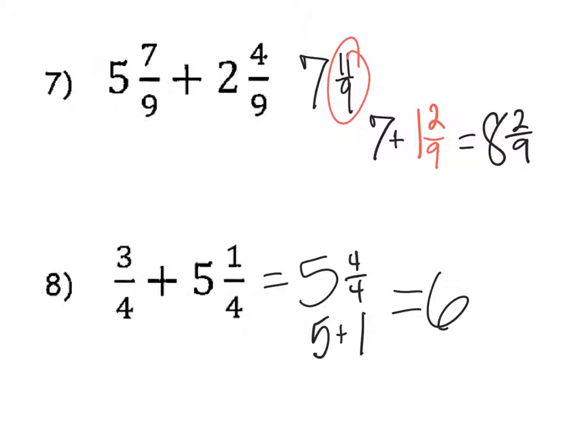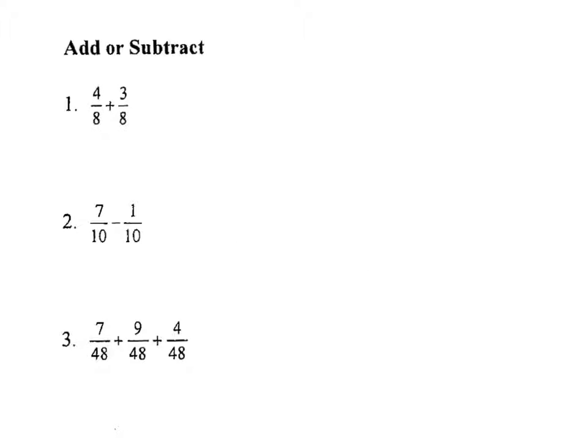Turn your page. I'll do 3 of the classworks with you. 4/8 plus 3/8. 7/8. Easy, right? Good. Go on to the next one. 7/10 take away 1/10. 6 over 10. Reduce it by 2. 3 over 5. Oh, good. I didn't hear you that well. Sorry.